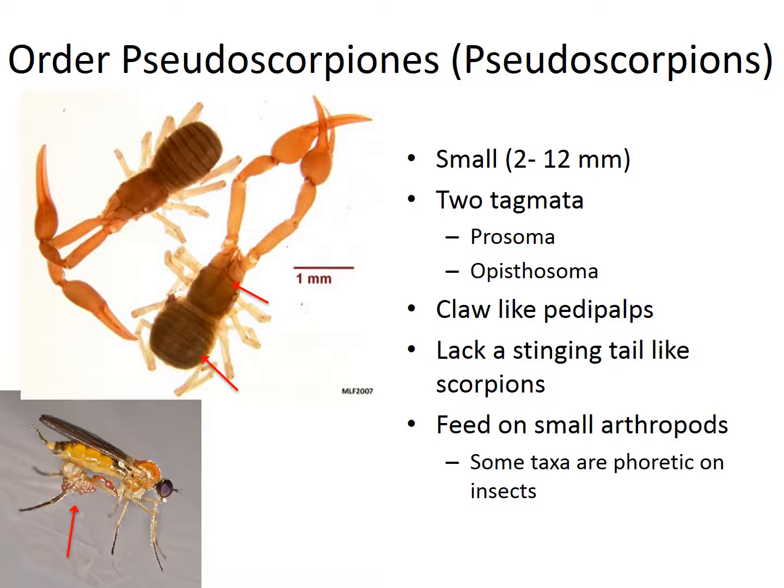Most pseudoscorpions feed on small arthropods. A few of them are phoretic, or they kind of ride along on insects and disperse by that means. A few of them are actually commonly found in bird or rodent nests.